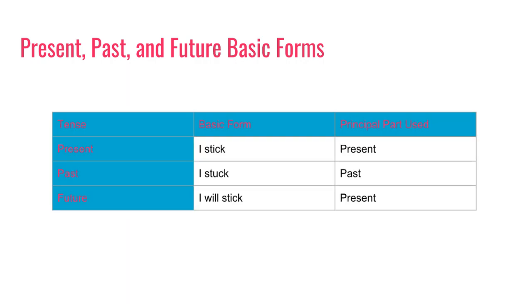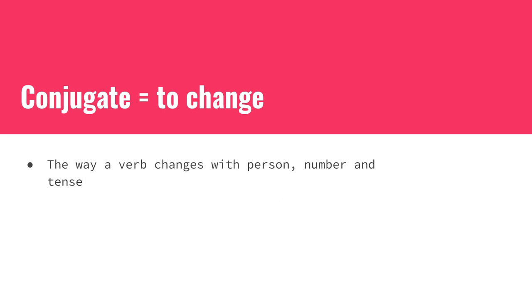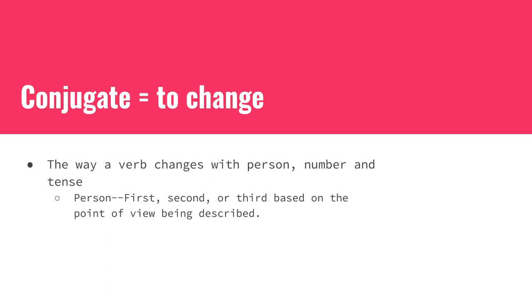And when they're all together, this is what they look like. I stick, I stuck, I will stick. Present, past, and present in terms of your principal parts used for your present, past, and future tenses. Which brings us to conjugation. Conjugate just means to change, and what we're talking about here is the way a verb changes with person, number, and tense. As a refresher, when we talk person in grammar, we're talking first, second, or third based on the point of view that the writing is describing. Number is just talking singular or plural.